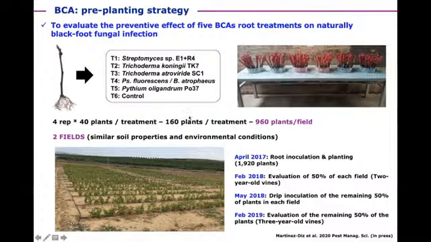This is the experimental design. We used 2 fields with a total of 960 plants per field. We analyzed 50% of the plants at the end of the first year and the remaining 50% of the plants at the end of the second year of study.